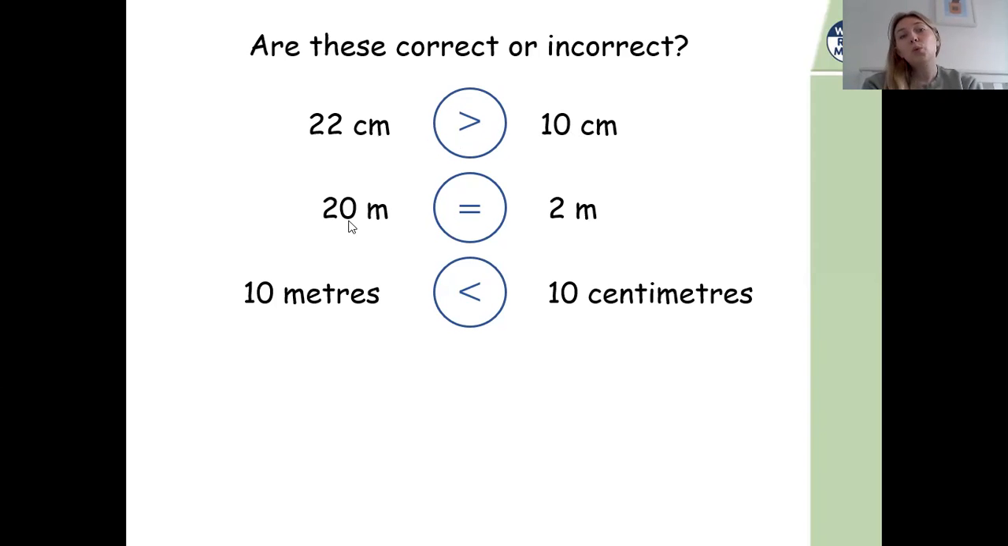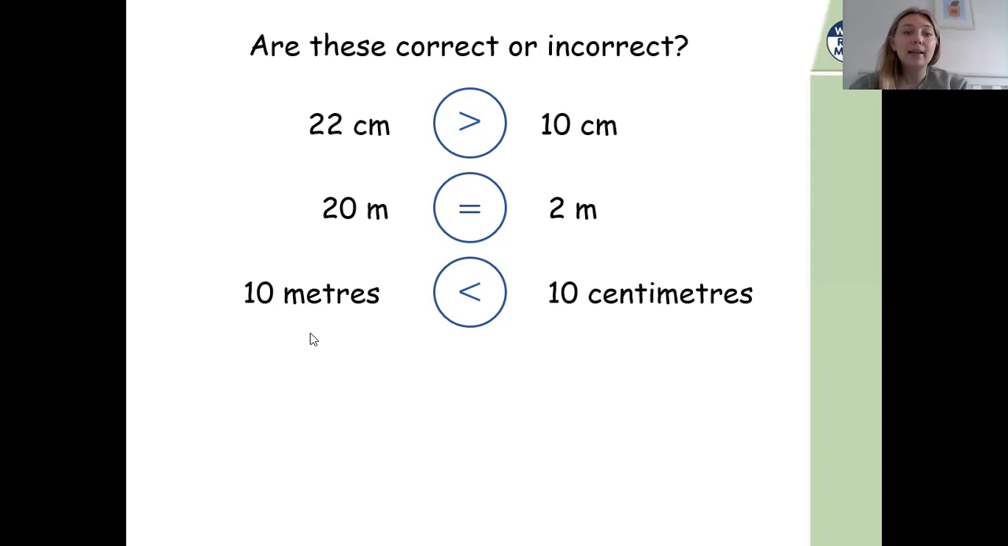Okay, next one. 20 meters, remember 1 meter is a big meter stick. So 20 meter sticks, that's massive. 20 meters is equal to 2 meters. Thumbs up or thumbs down, what do we think? Yeah, thumbs down. 20 meters is massive, it's huge. And 2 meters is probably 2 of our tables together. Okay, so 20 meters is a lot bigger than 2 meters. So the crocodile should be wanting to eat the 20 meters, so it's not equal.